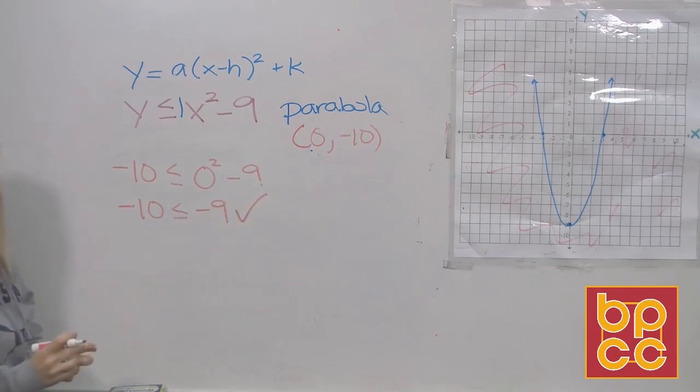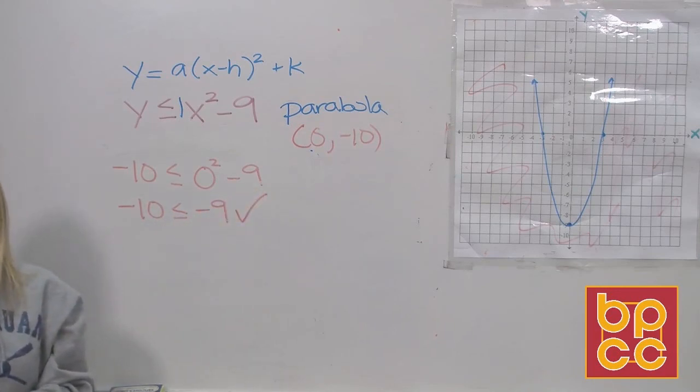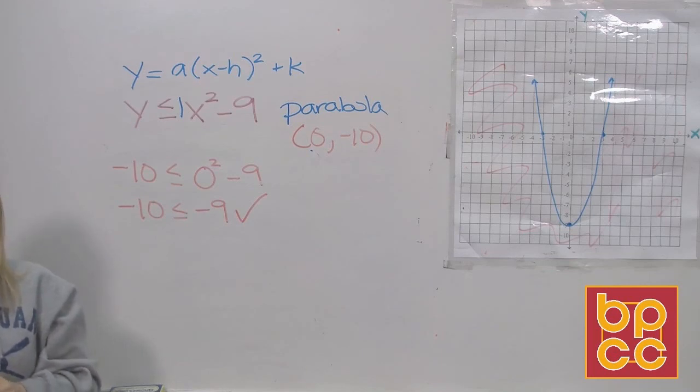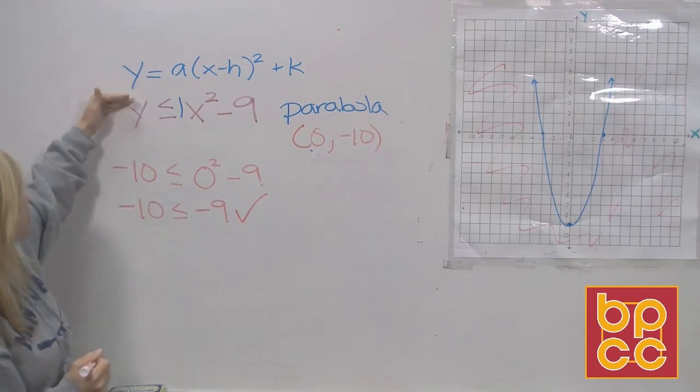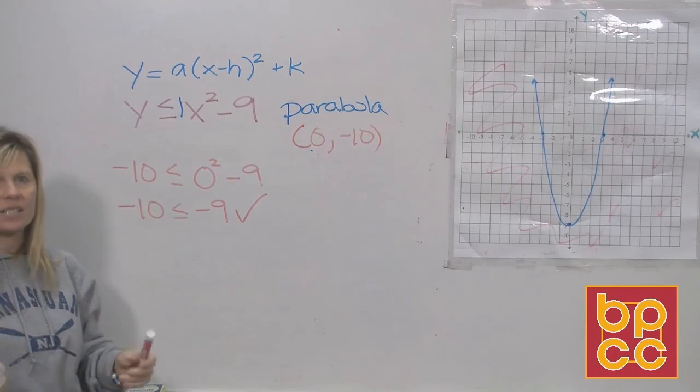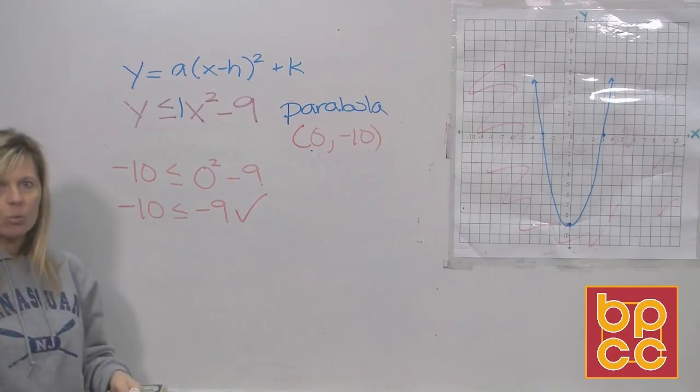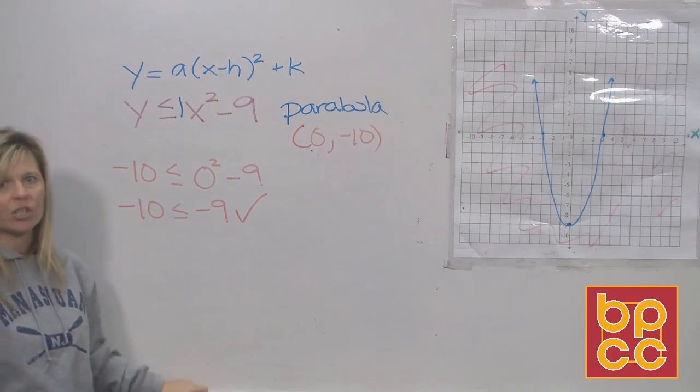It sure is. So you will always know if you shaded correctly by picking a point in your shaded area and substituting it into the original inequality to see if it works. If it doesn't work, that means you shaded the wrong direction.